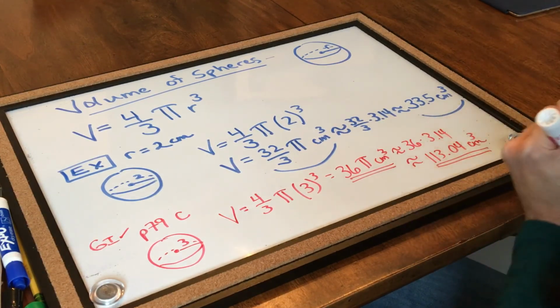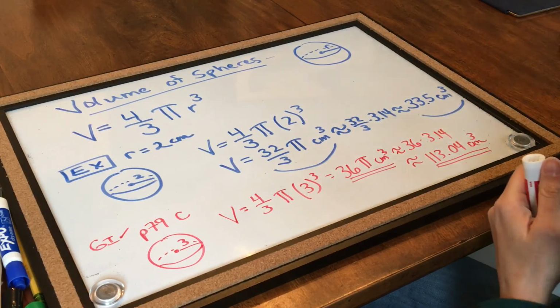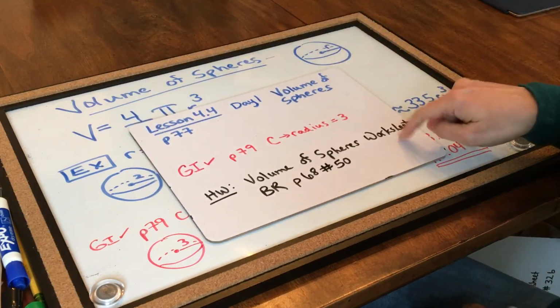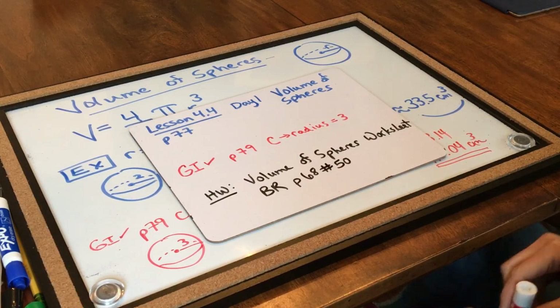All right, time for your homework. Your homework today is to try the volume of spheres worksheet and bell ringer page 68, number 50.